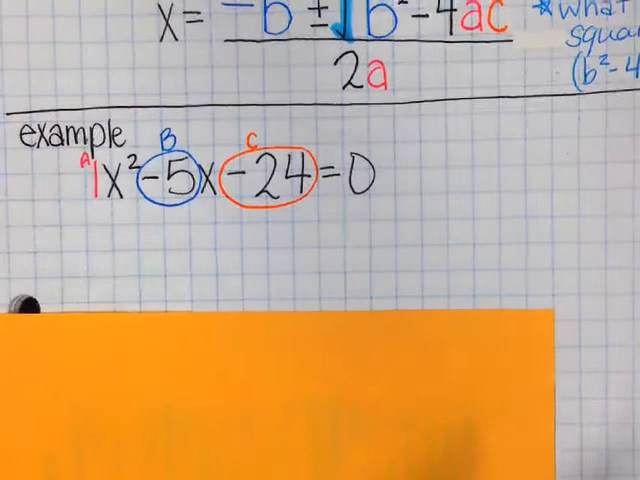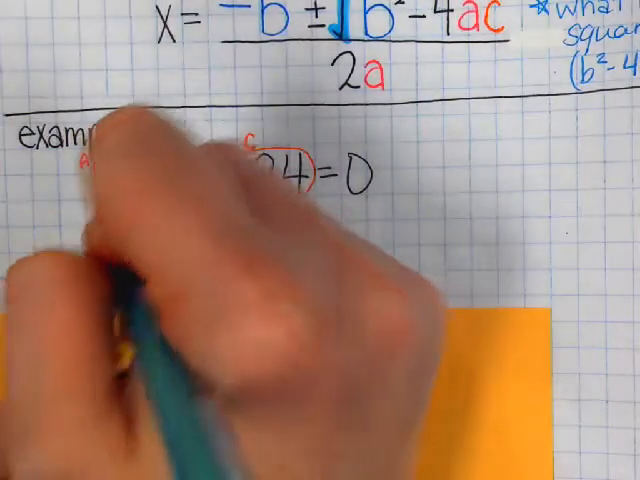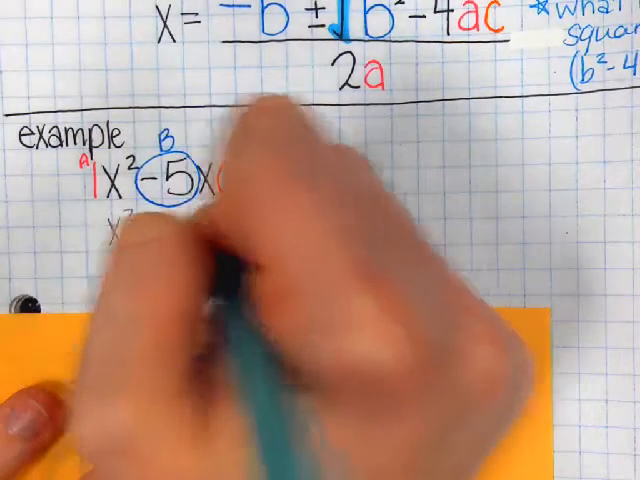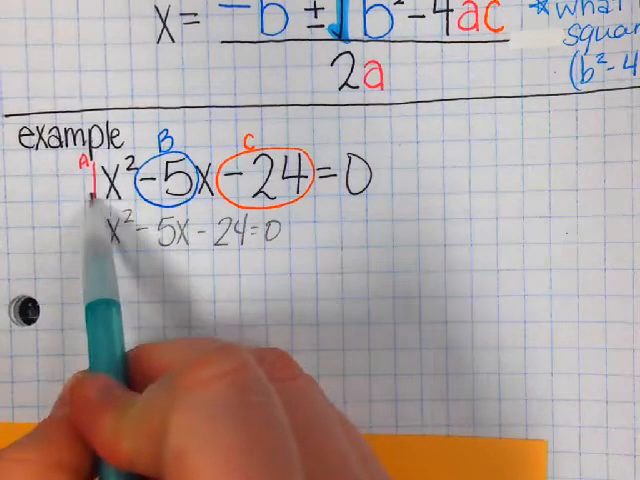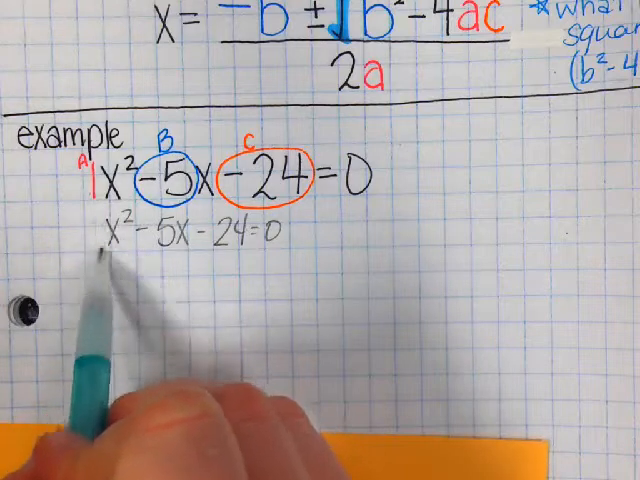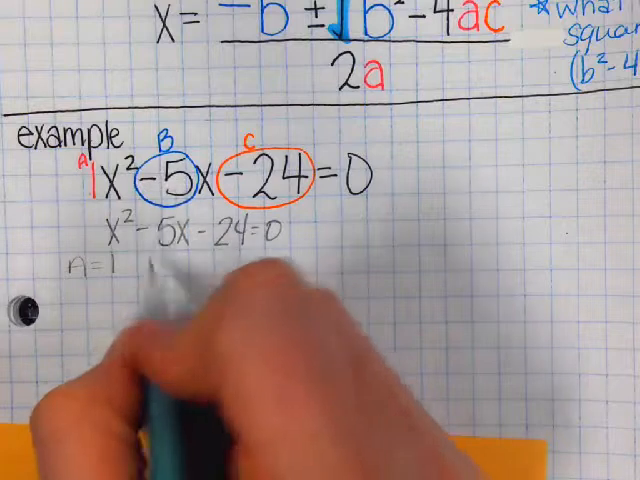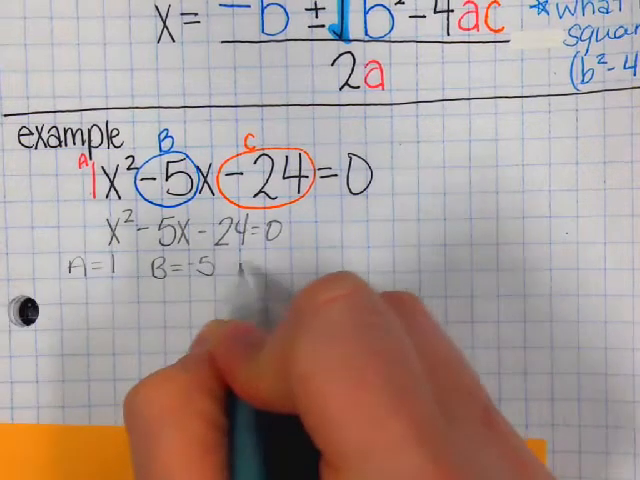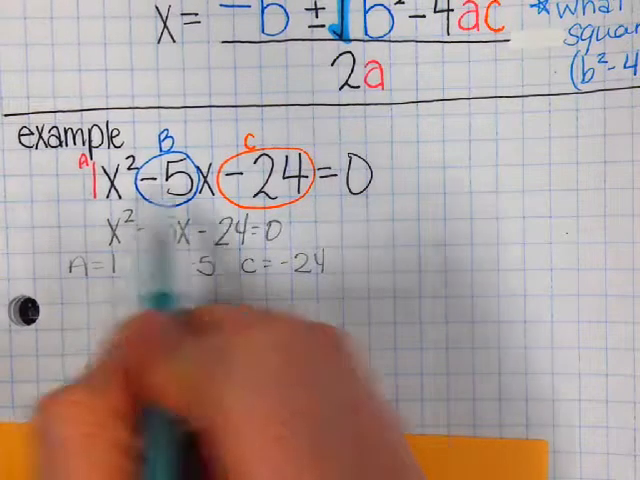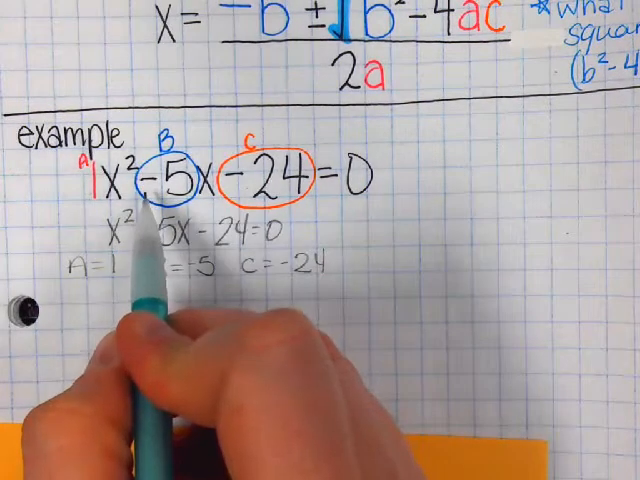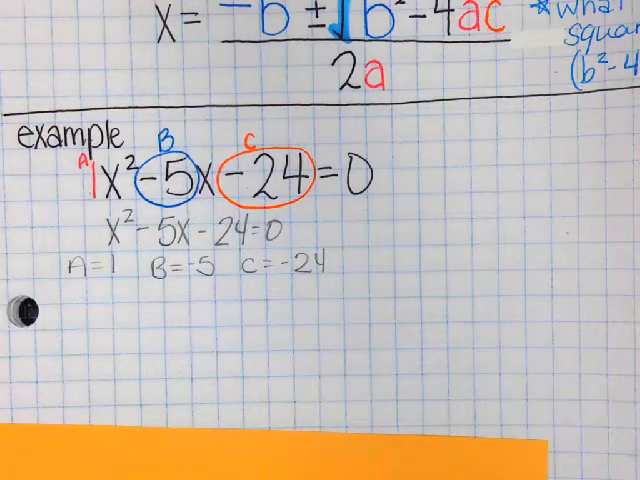So this right here is our first example. Notice the equation was written as x squared minus 5x minus 24 equals 0. So I wrote out the a value. Since there's no number in front of x squared, it would just be 1. So our a is going to equal 1. Our b is negative 5. And our c is negative 24. Make sure you circle those, and circle the sign included. Don't forget to include the sign.